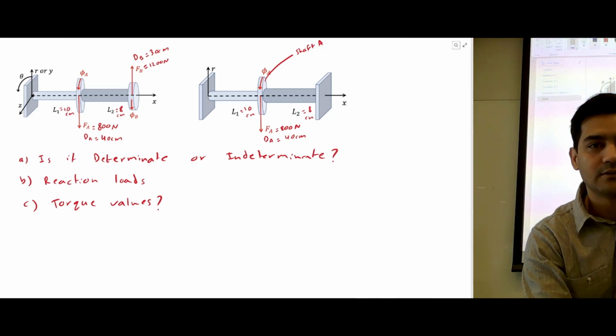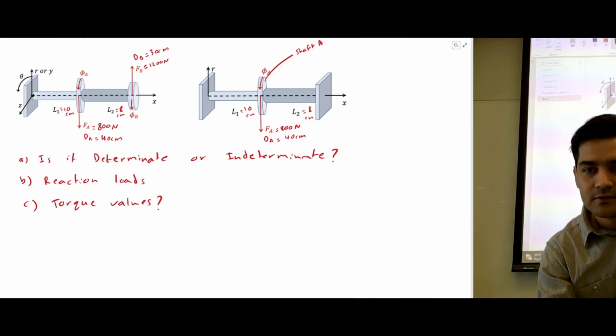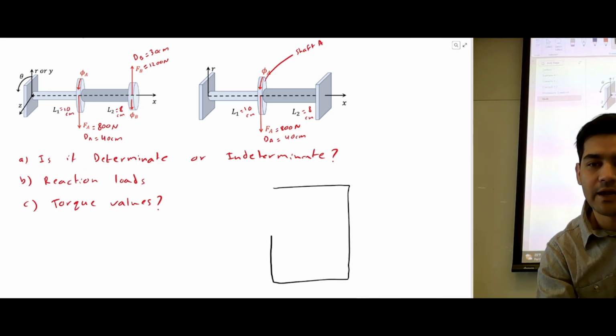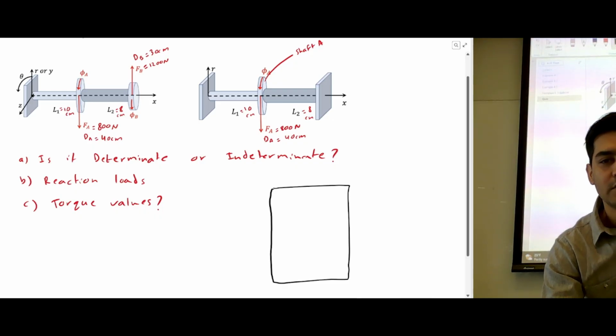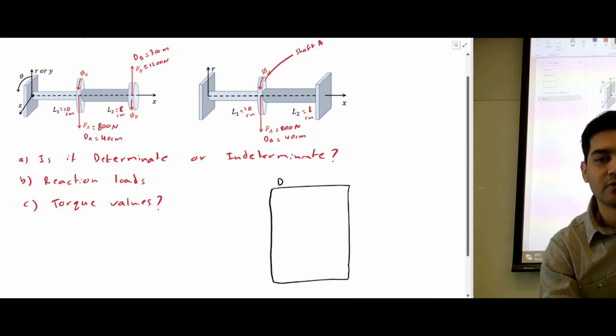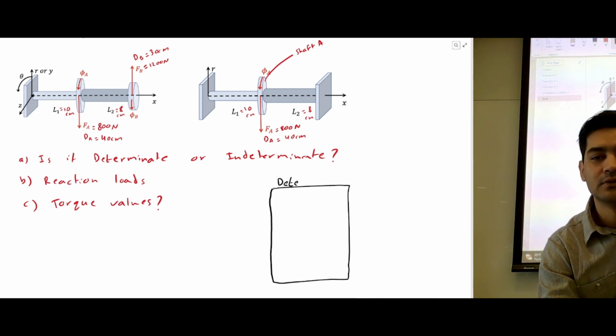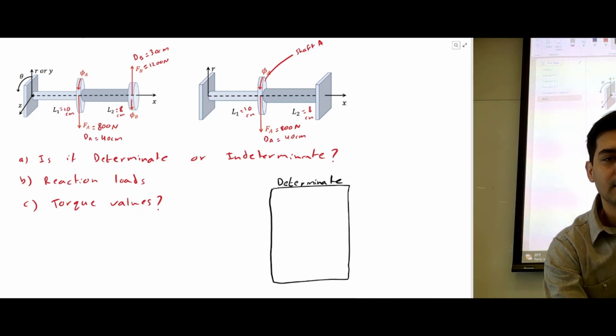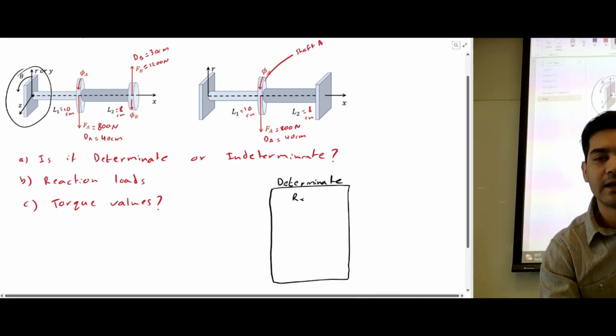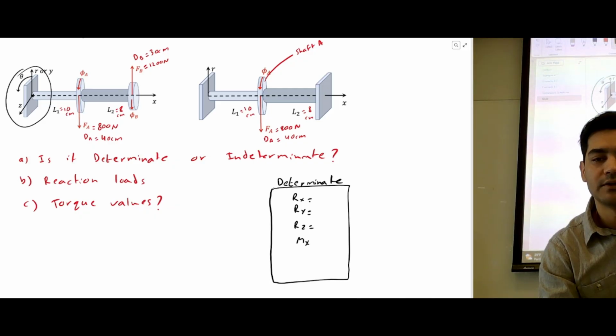When you are done with the problem, you can make a box, and I will grade you based on the box. You can put whether it's determinate or indeterminate. Let's just say this is a determinate system; you will put determinate here. You will have Rx, Ry, Rz, moment along X, moment along Y, and moment along Z. Give me values in Newton, and this should be Newton meter.